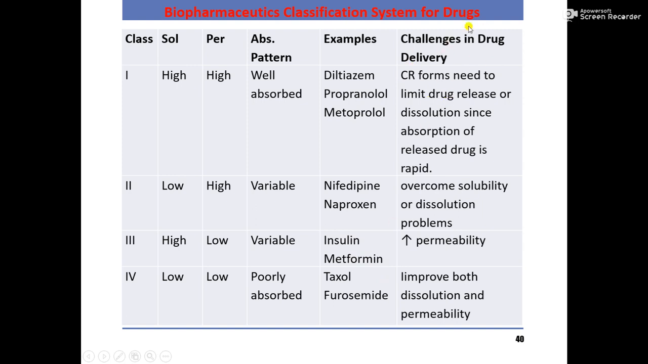What are the challenges faced by scientists in drug delivery? We should increase the permeability of these drugs. In class 4, a drug has low solubility and low permeability, and the absorption pattern is poor. Examples are Taxol and furosemide. The challenge in drug delivery is that we should improve both the dissolution and permeability. This is the biopharmaceutics classification system for drugs.